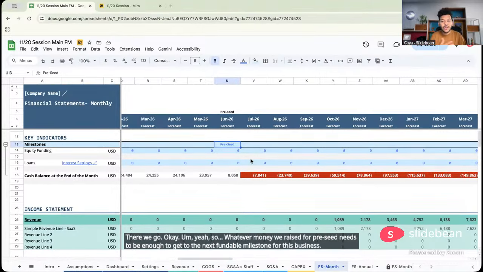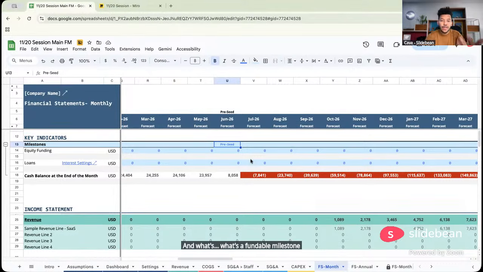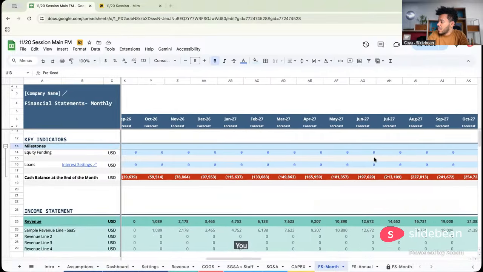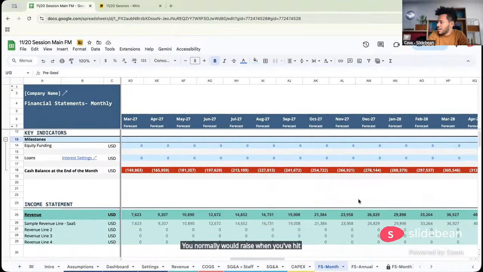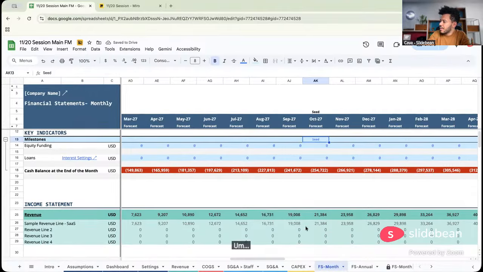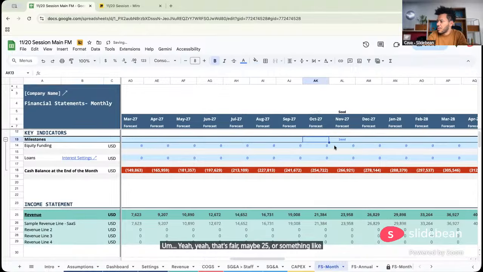And what's a fundable milestone? Well, the next round that you could raise as a startup, which is a seed round, you normally would raise when you've hit somewhere around 30K in revenue, right? So kind of somewhere around here. Yeah, that's for maybe 25 or something like this, right? So this is when we could raise our seed round.